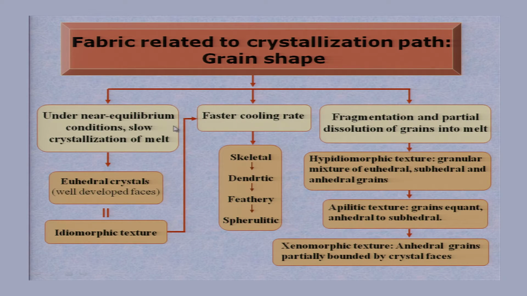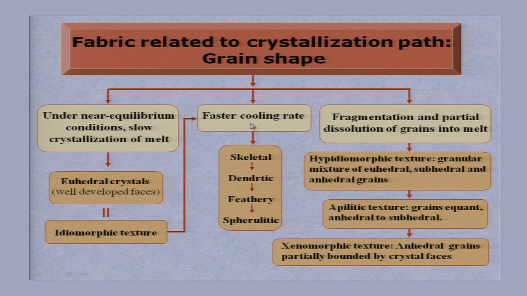Fabric related to crystallization path is subdivided into three major subdivisions. First subdivision is under near equilibrium conditions. When the melt is crystallized under near equilibrium conditions, the rate of cooling is slow. As a result, euhedral crystals are developed, euhedral crystals with well developed crystal faces. As a result, idiomorphic texture is formed in rocks.